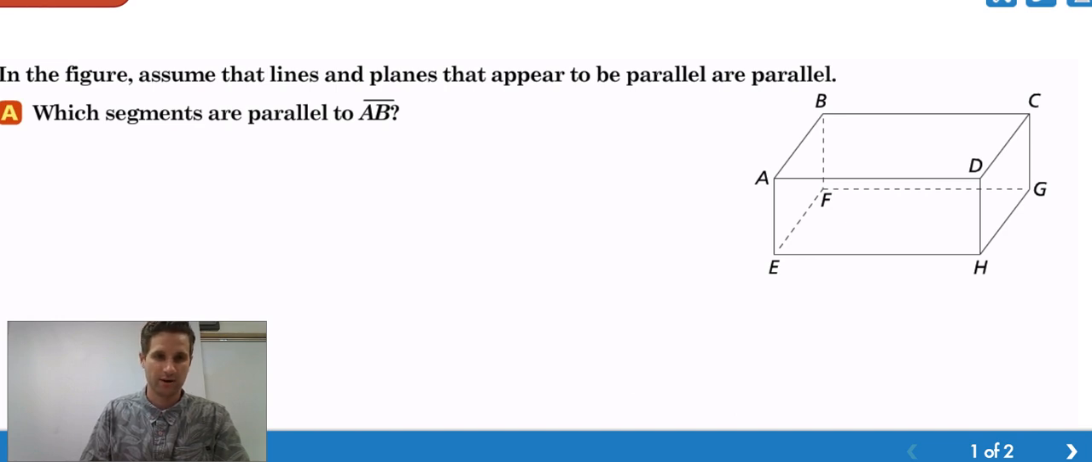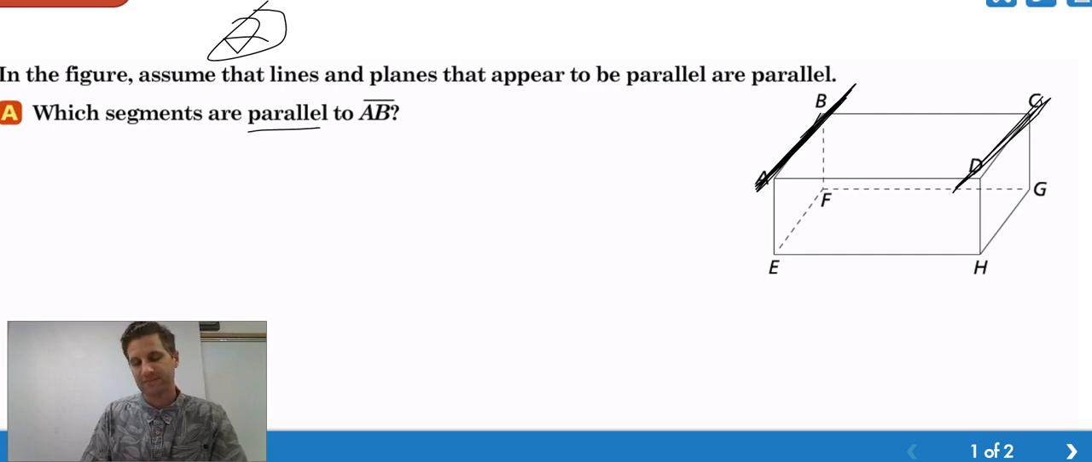I know. Number 2. Okay, which segment is parallel to AB? First of all, identify AB. Here it is. Parallel means same plane, so the answer would be CD. That easy. Okay? But wait, there's more.